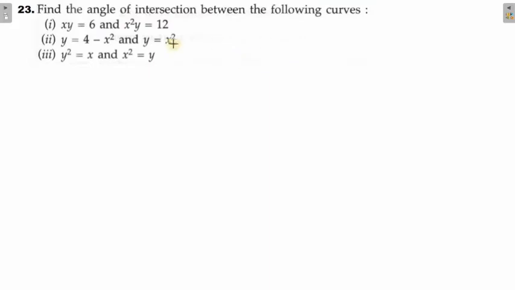Let me take question number 1, 23(1). We'll find the angle of intersection between the two given curves. We have xy equals 6, and the other one is x squared y equals 12. These are the two curves, so for both curves I need to find derivatives.